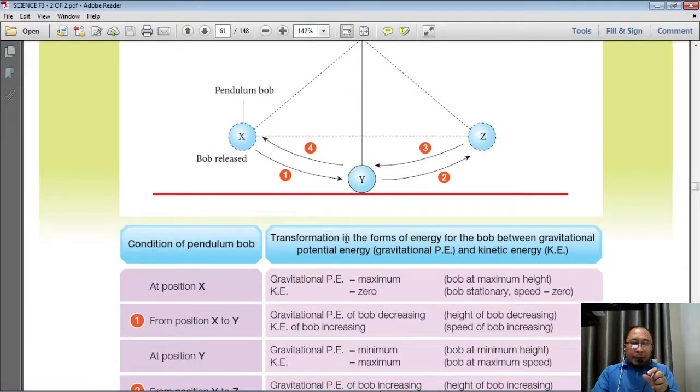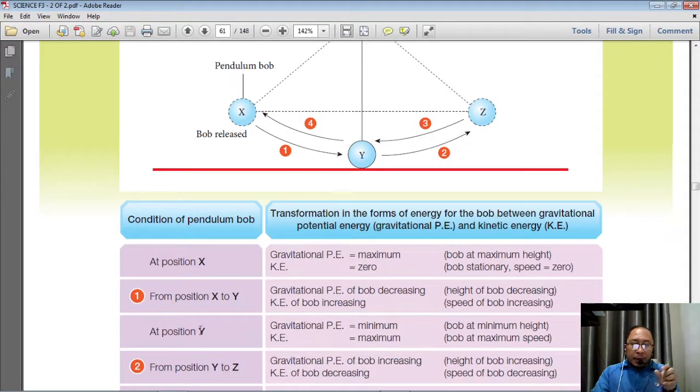Okay, so now at position Y, gravitational potential energy is exactly at the minimum point of energy, and the kinetic energy at position Y is at the maximum.